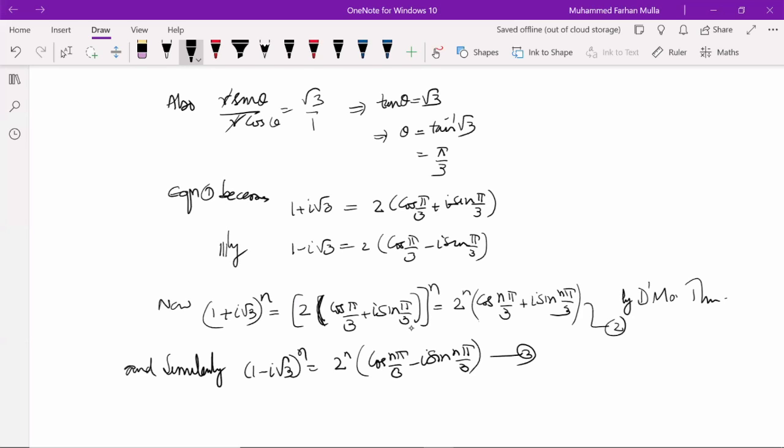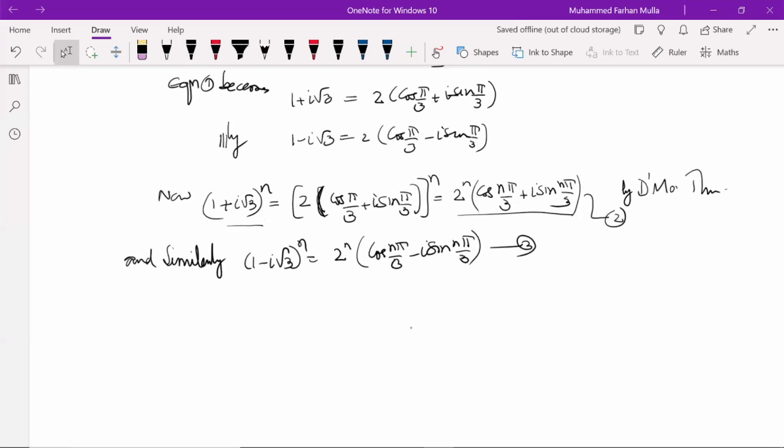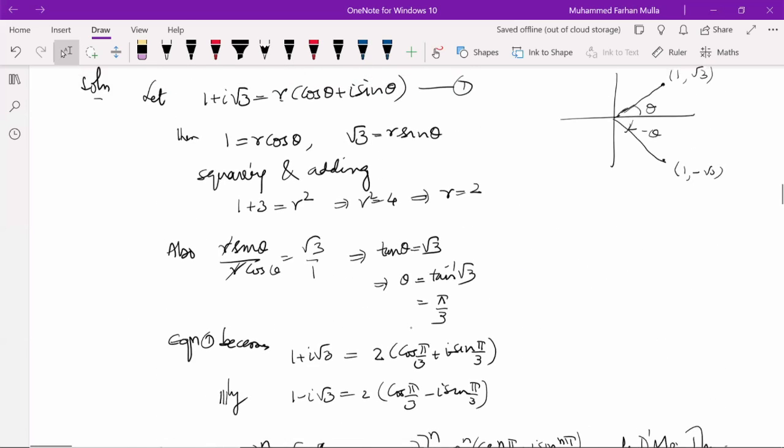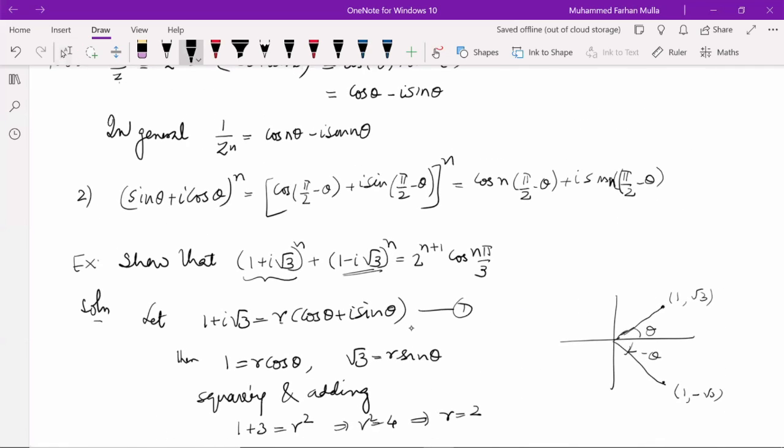Okay, this you already know by using De Moivre's theorem once again. Whenever you get (1 + i√3)^n, we can write straight away, on similar lines, that (1 − i√3)^n also holds good. So now I have (1 + i√3)^n and (1 − i√3)^n. Then we need to add here.